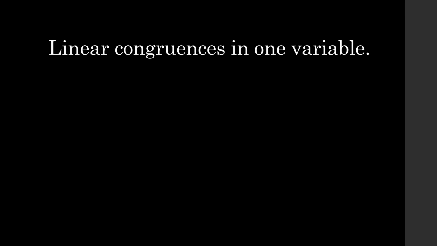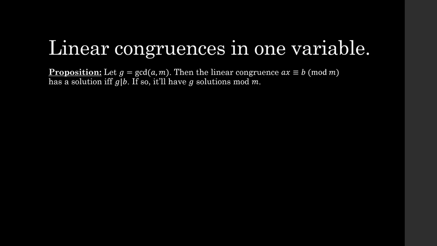So first, before we start with the theorem of the day, I'd like to go over linear congruences in one variable, and you'll see that it's actually just a repetition of linear Diophantine equations in two variables. The proposition is that if we let g be the greatest common divisor of a and m, then the linear congruence ax is congruent to b mod m has a solution if and only if g divides b. And if so, it'll have g solutions mod m.